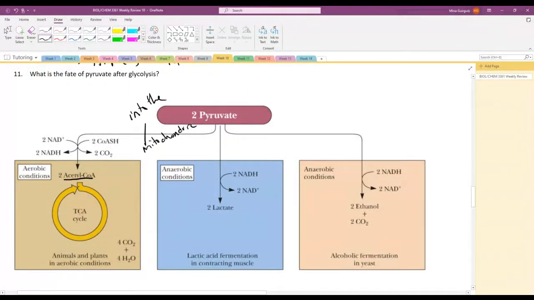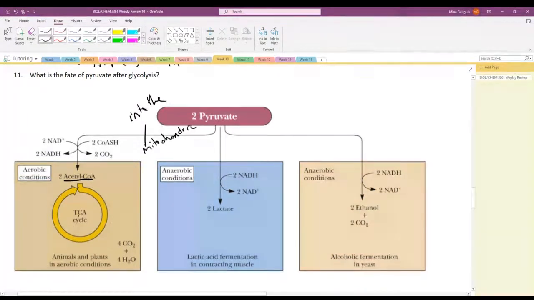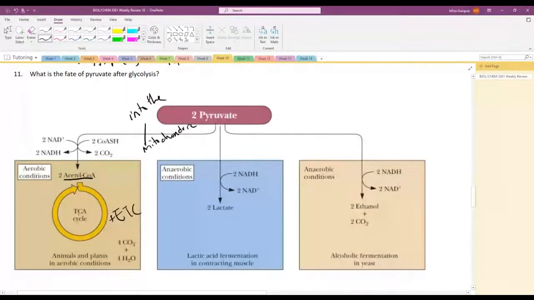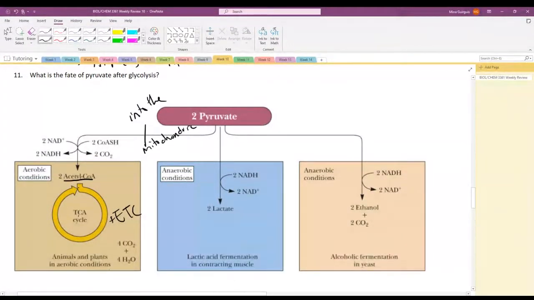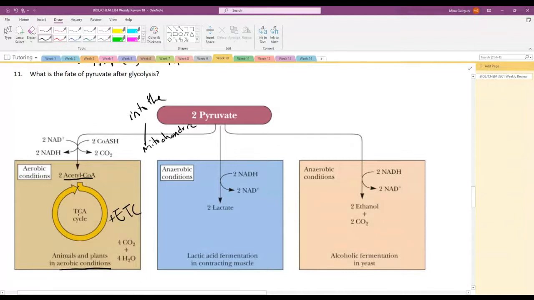Acetyl-CoA can go through the tricarboxylic acid cycle, or the citric acid cycle, or the Krebs cycle, whatever term you prefer for it. I use all three interchangeably. And then eventually into the electron transport chain. This is under aerobic conditions. Why is it under aerobic conditions? Because the end goal of this is we use oxygen, we reduce oxygen to H2O.